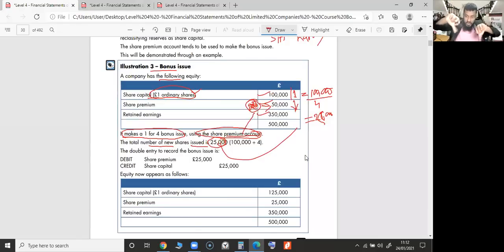Share premium is going to go down. Share capital is going to go up. Share premium is generally a credit account. How do you make it go down? By making it a debit: share premium debit, and share capital going up, 25,000 credit. Share capital up, share premium down.